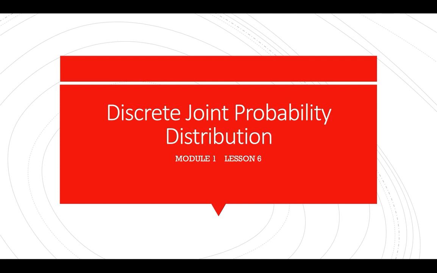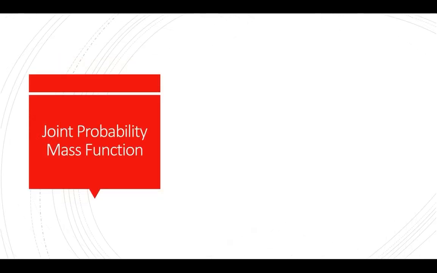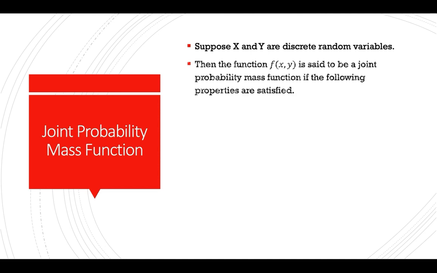Okay, so we will be taking up discrete joint probability distribution. Suppose x and y are discrete random variables, then the function f of xy is said to be a joint probability mass function if the following properties are satisfied.